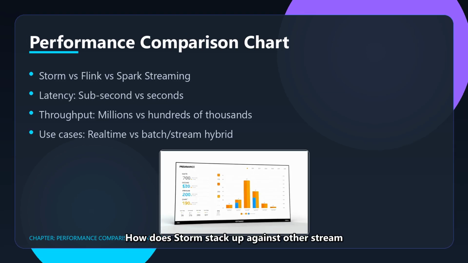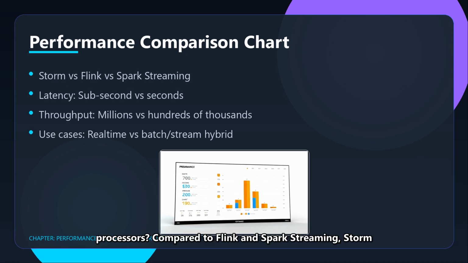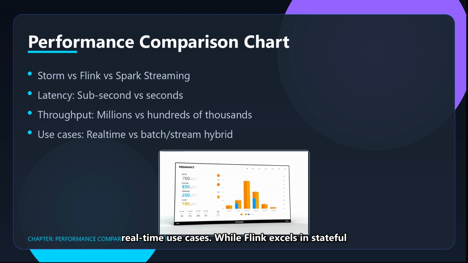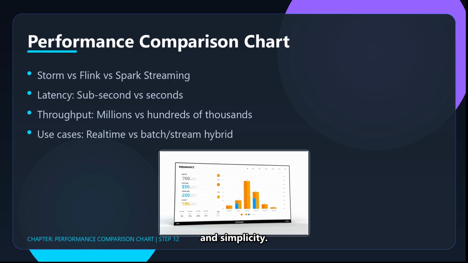How does Storm stack up against other stream processors? Compared to Flink and Spark streaming, Storm offers the lowest latency and highest throughput for real-time use cases. While Flink excels in stateful processing, Storm remains the go-to for pure speed and simplicity.